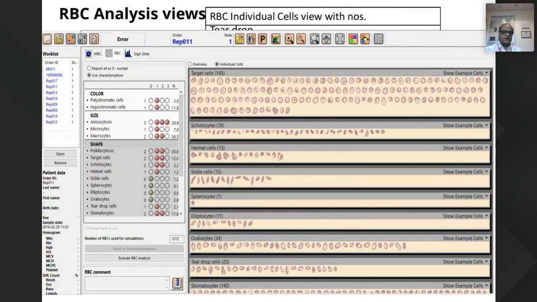Now, how do they look on the print screen itself? This is a very beautiful function of the CellaVision, where you will be able to see the classification or the differentials. On the left-hand side, you already have the color, the size, and the shape. And the red window says that these cells are identified in this slice. Now, suppose you click on the classification. You get a WBC and an RBC differential, which says how many target cells are seen, how many schistocytes are seen, how many helmet cells are seen, and how many sickle cells are seen.